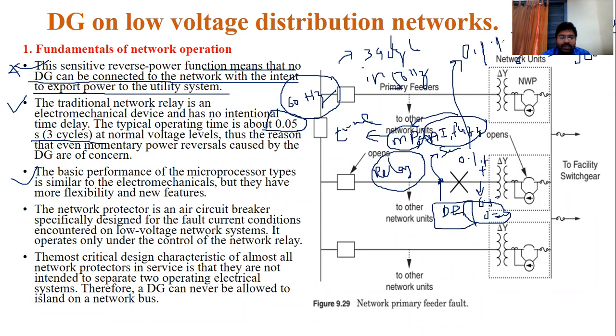See, they have more flexibility and new features whenever you go for microprocessor type relays and further advanced relays. What is the advantage here? You have more flexibility and new features. The new feature is nothing but the tuning of these relays. Tuning means the setting values.